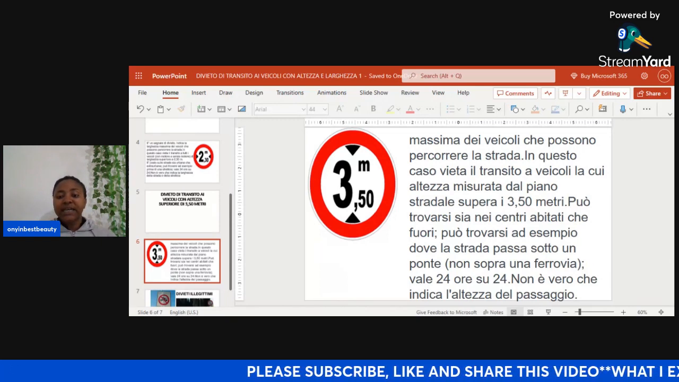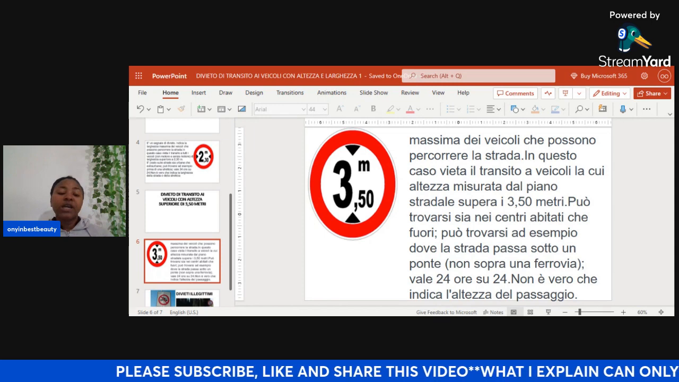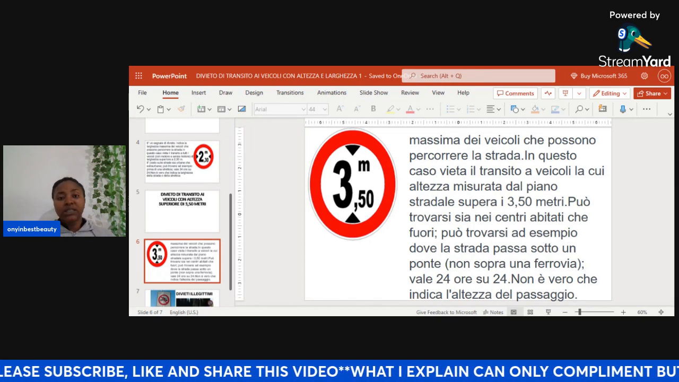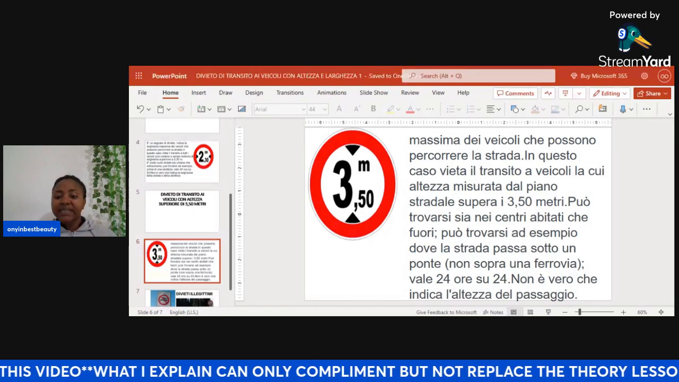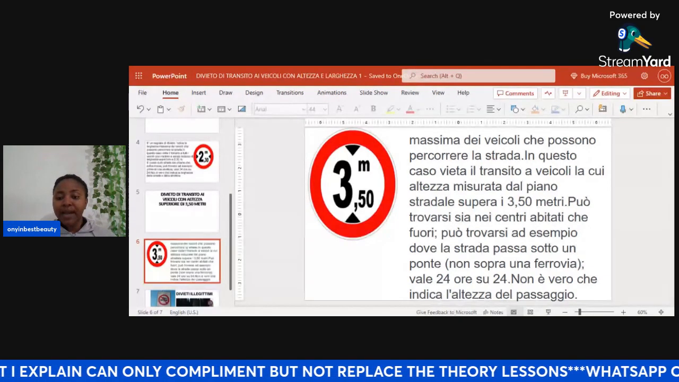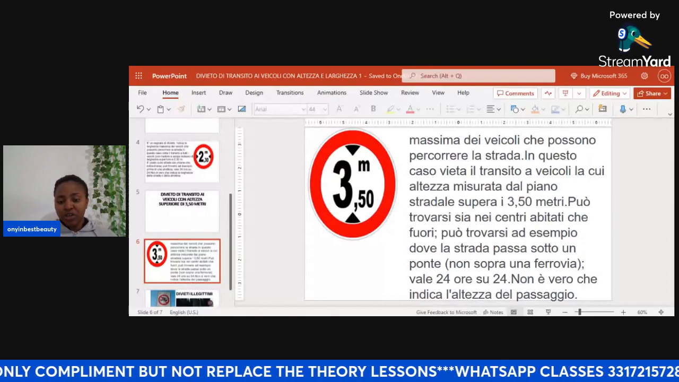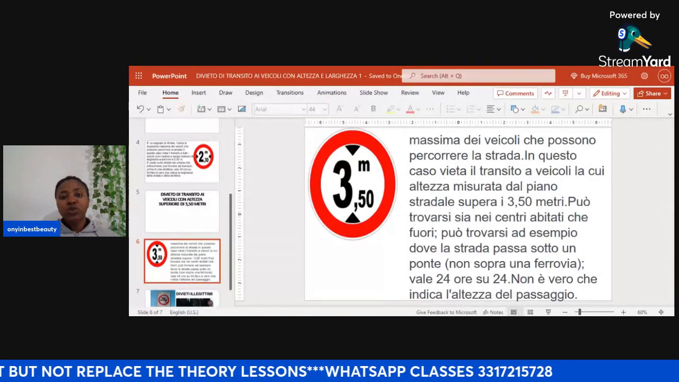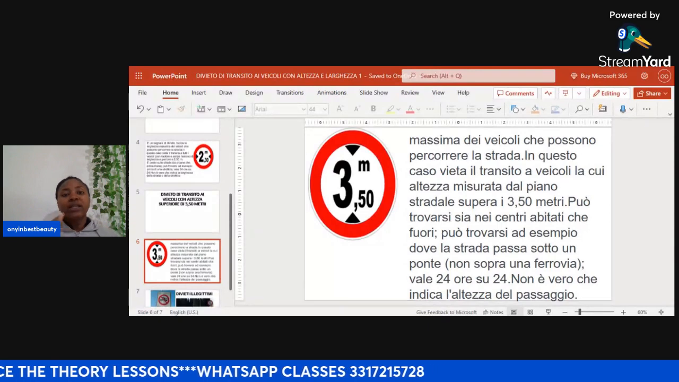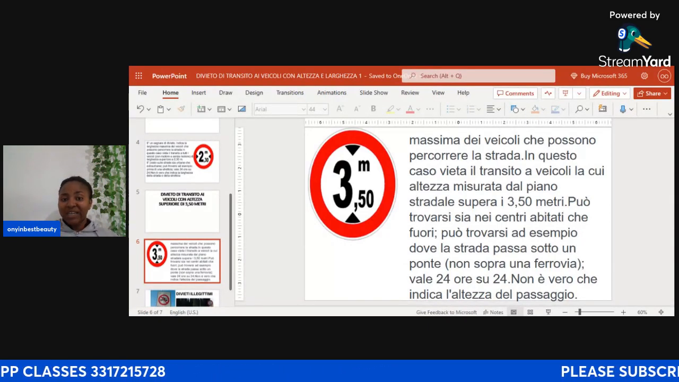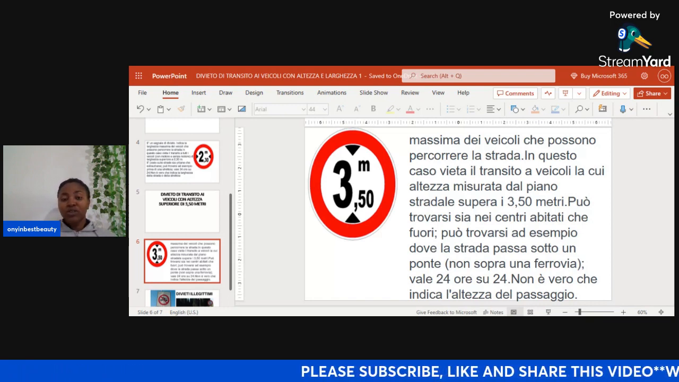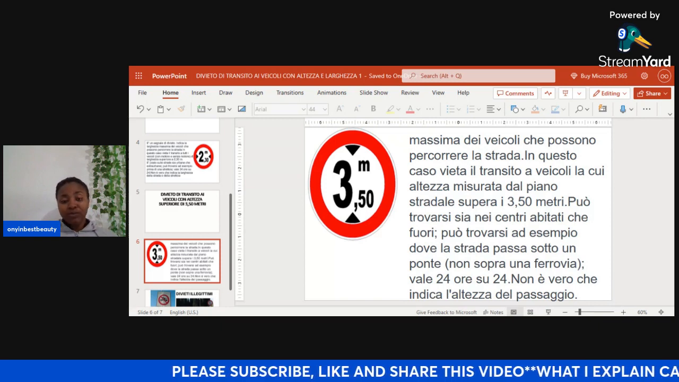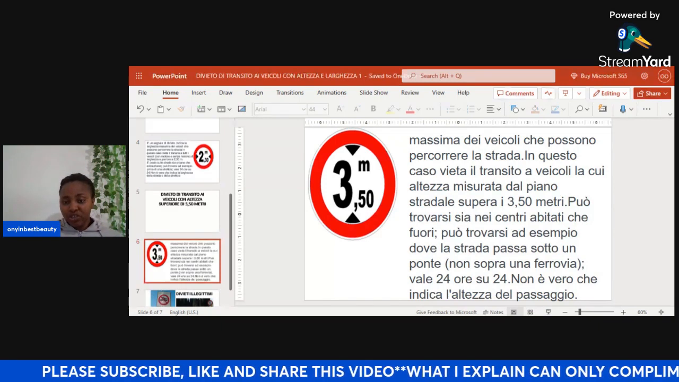Puoi trovarsi sia nei centri abitati che fuori. Now you can find the sign inside of the city and outside of the city. Puoi trovarsi, ad esempio, dove la strada passa sotto un ponte. You can also find a sign in a place where there's a bridge. If you see the sign there, depending on the height, it is telling you that if your vehicle height passes 3.50, please do not access this road. Most times you could see the sign before a bridge.